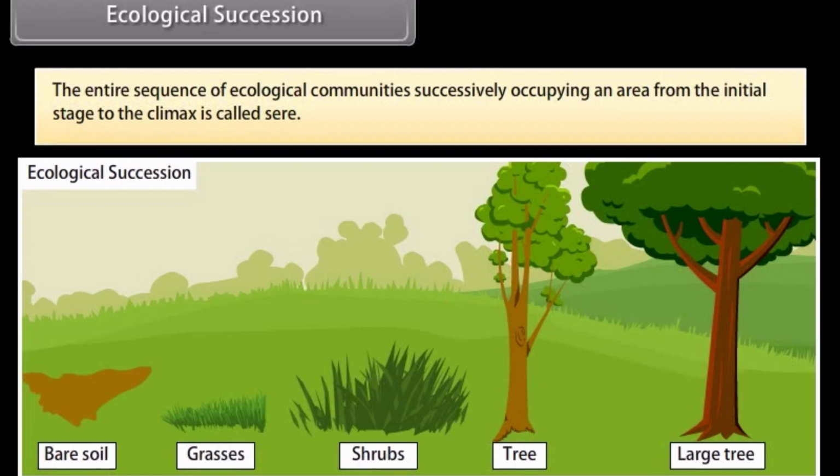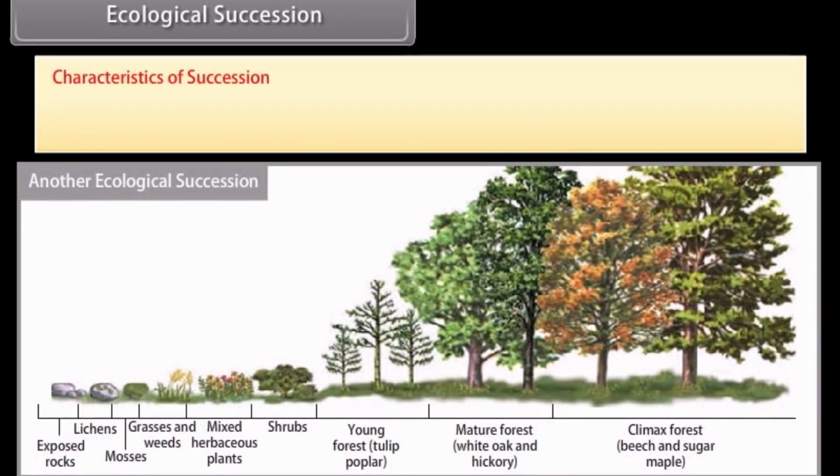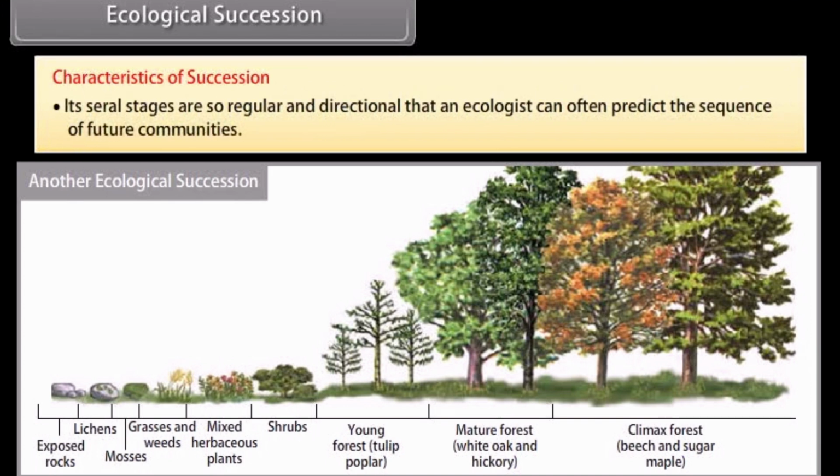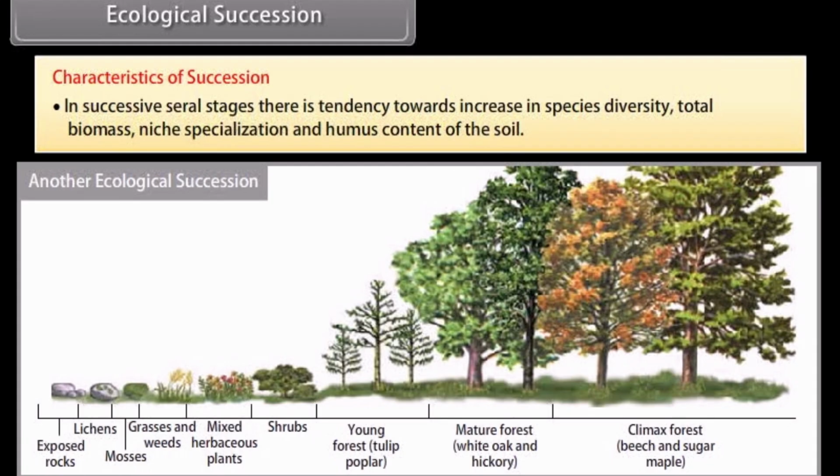Characteristics of succession. It tends to progress from unstable biotic community to stable biotic community, that is, complete adjustment with the environment. Its several stages are so regular and directional that an ecologist can often predict the sequence of future communities. In successive stages, there is a tendency towards increase in species diversity, total biomass, niche specialization, and humus content of the soil.